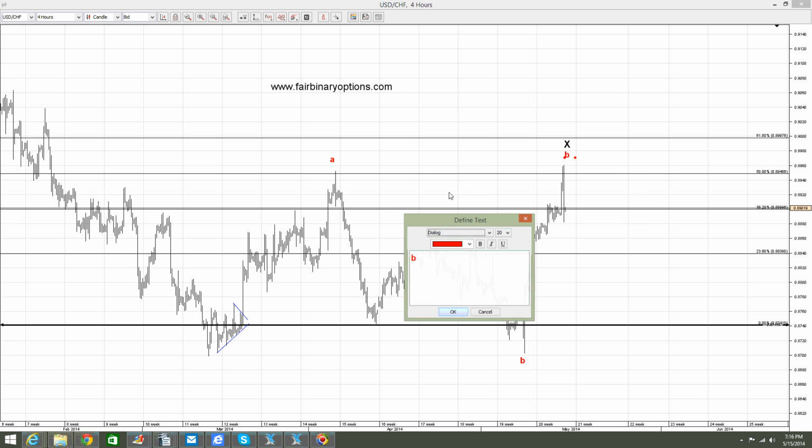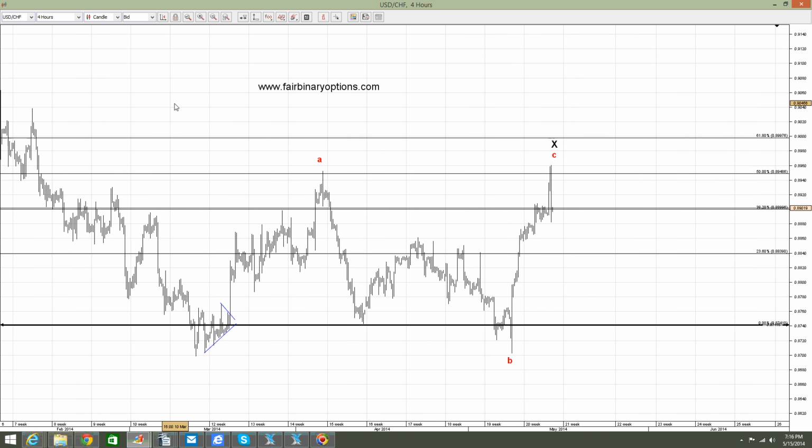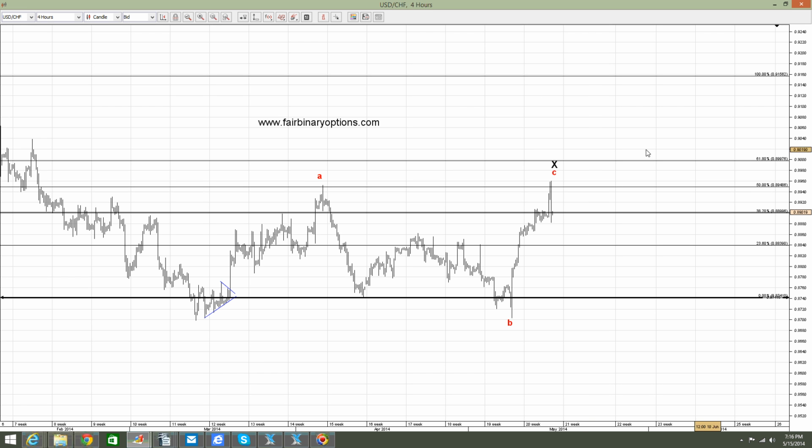So A, B and C, 3-3-5 impulsive move here, 1 2 3 4 5, 3-3-5, all the rules actually being respected. And what should we expect now? Now we should expect a move to the downside this time, and I would like this move to the downside to be an impulsive move, to start from here, and to challenge what? To challenge definitely these lows here.